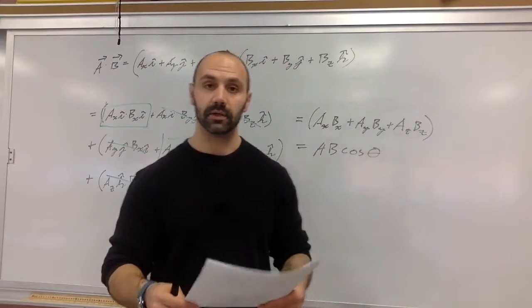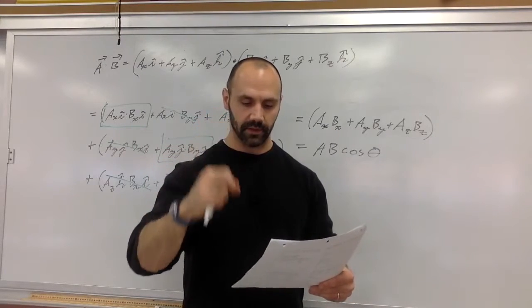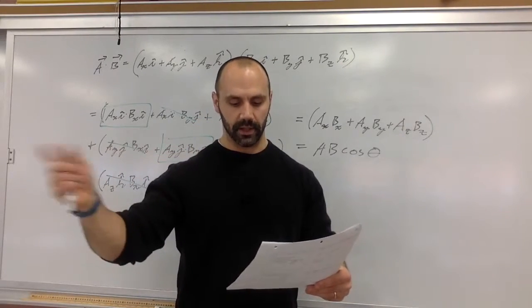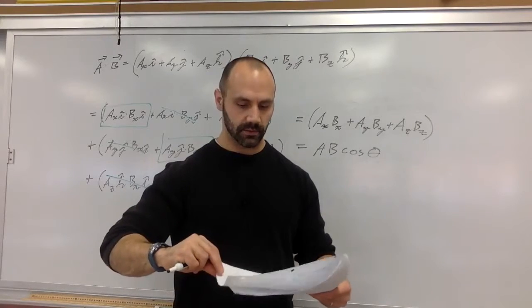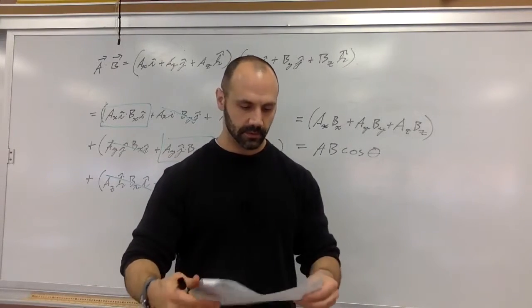B, what direction is B going? B is into the page, right? Because we see the feathers of the arrow, the back of the arrow. And that's perpendicular with A, so that's 0. Where am I going? Okay.